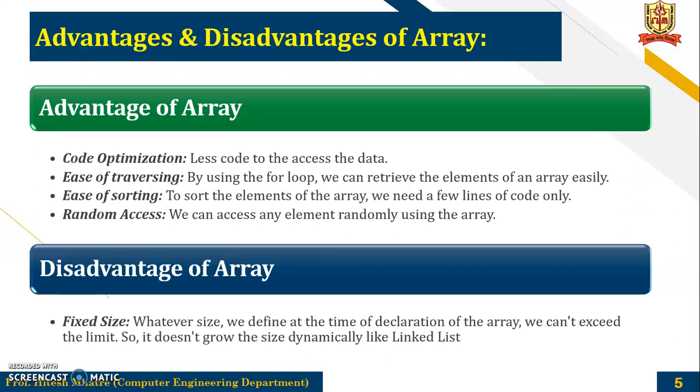Now the advantages and disadvantages of using an array. First we will see the advantages. The first is code optimization, since less code is required to access data. Ease of traversing: by using the for loop, we can retrieve the elements of an array easily. Ease of sorting: to sort the elements of an array, we require only a few lines of code. Random access: we can access any element randomly using the array.